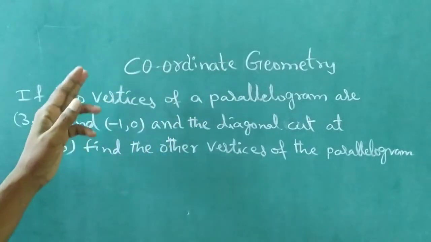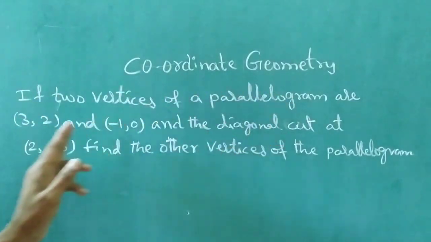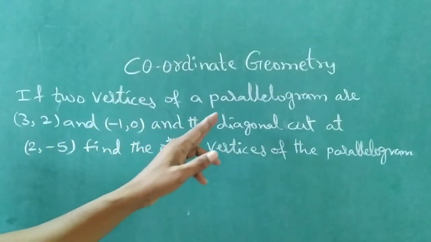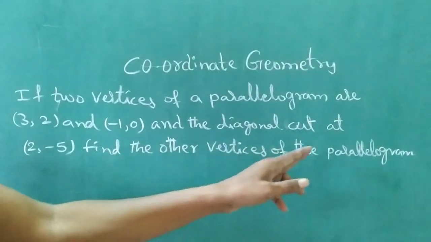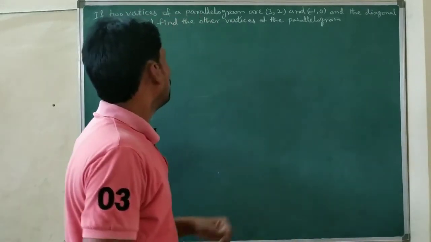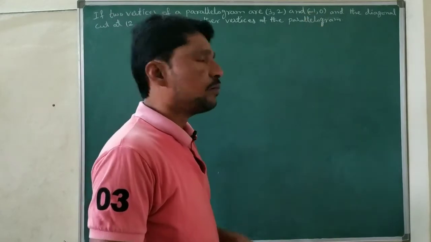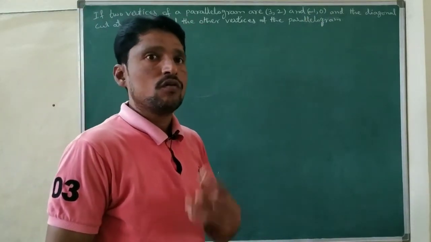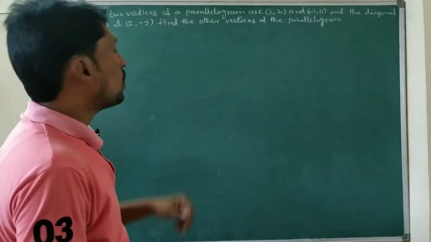Coordinate geometry, short answer type question. If two vertices of a parallelogram are 3, 2 and 1, 0 and the diagonals cut at 2, minus 5, find the other vertices of the parallelogram. See here what is given in this problem. The two vertices of a parallelogram are 3, 2 and minus 1, 0 is given. So we need to find the other two vertices. One more clue is also given for us, that is the diagonals cut at 2, minus 5.